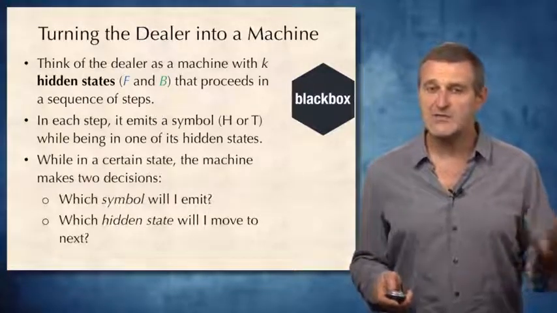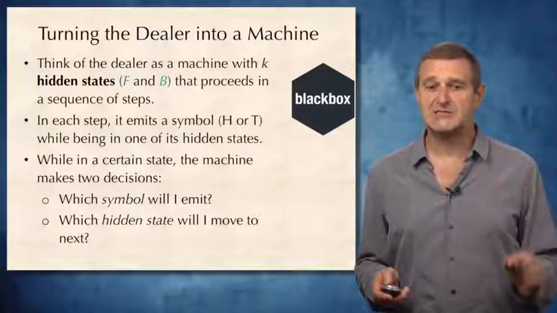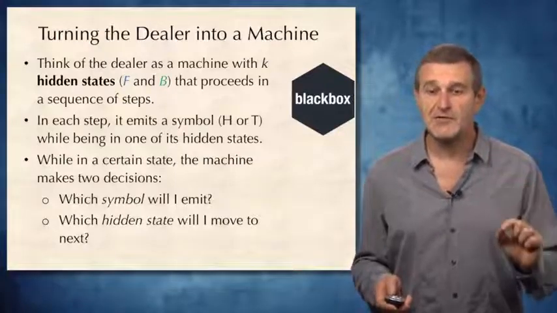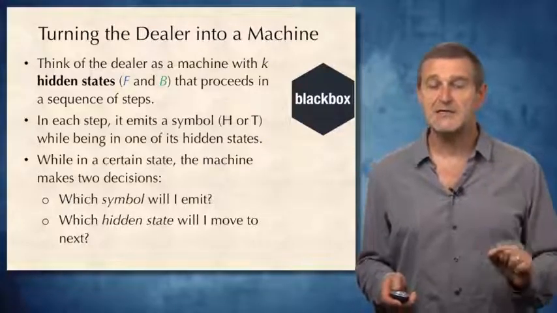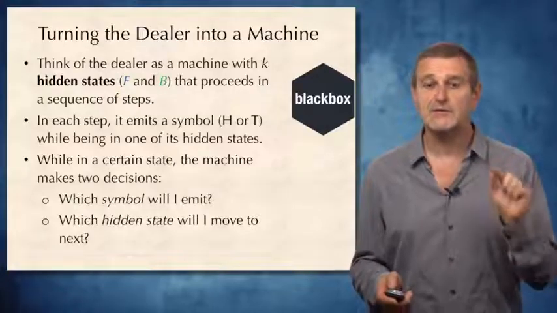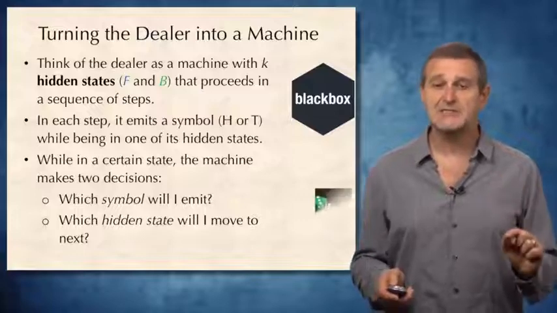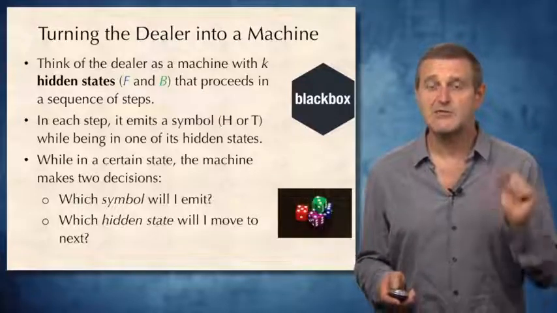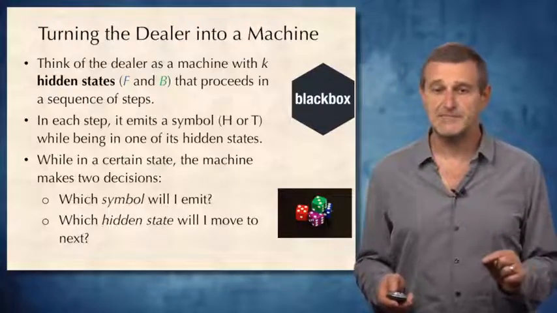And while in a certain state, the machine makes two decisions. Which symbol will I emit? This is the first question it has to answer. And which hidden state will I move to next? This is the second question it has to answer. And it uses probabilistic arguments to make these two decisions.